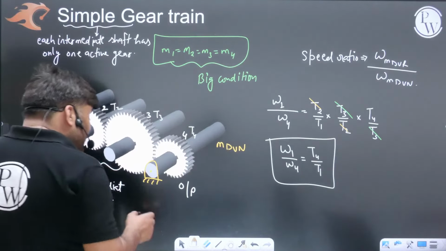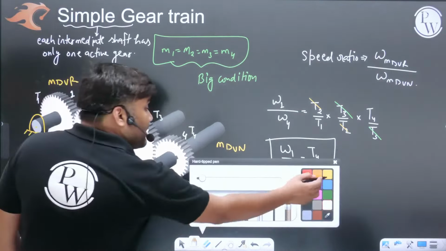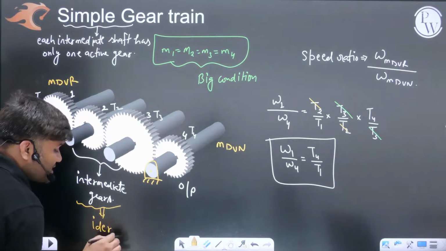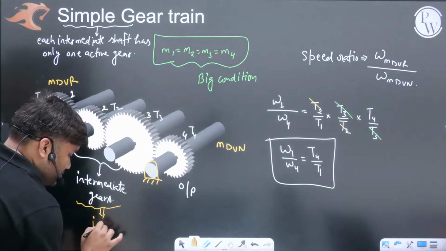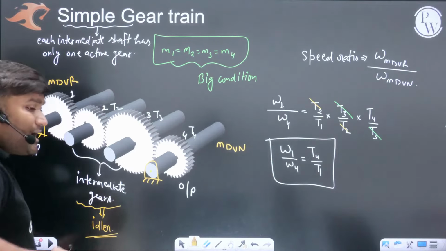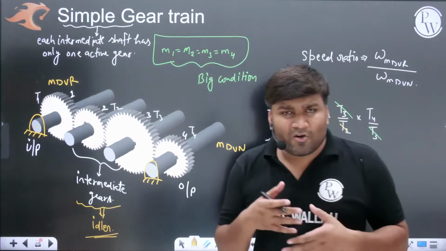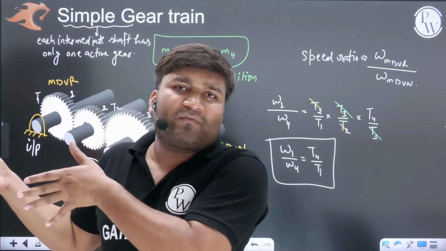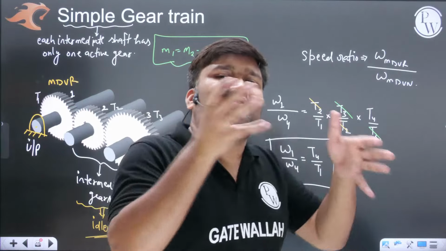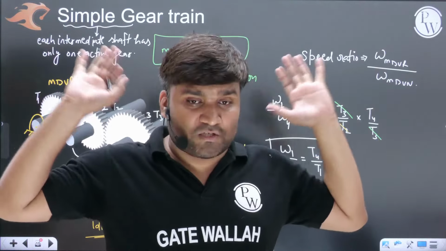And these intermediate gears, इनको बोलते हैं, these are called as idler. Why? Because they are not participating in speed ratio का formula. They are not altering the motion. They are just transferring whatever they have got from gear 1. It has transferred to 2, 3 and 4. That's it. They have not done any modification in the velocities.